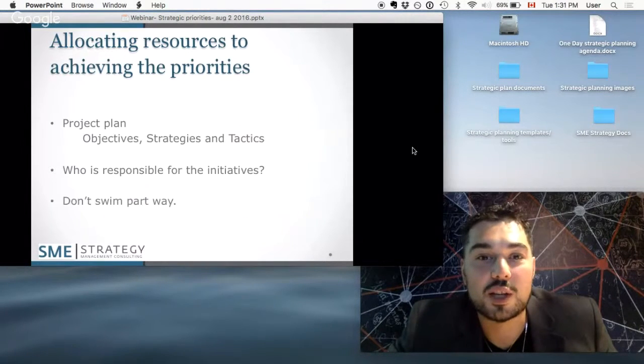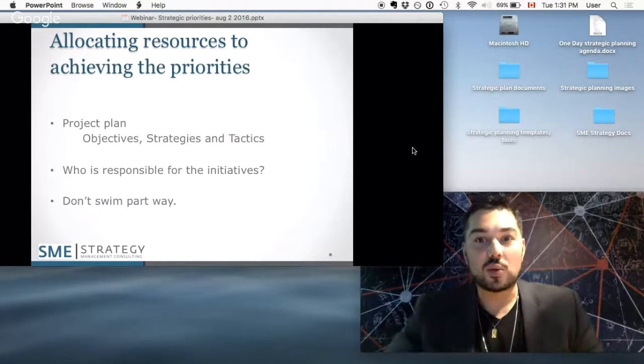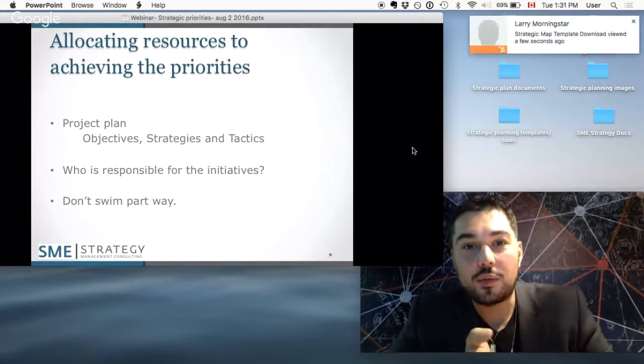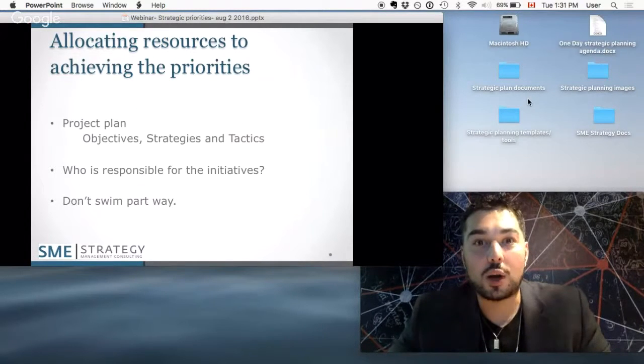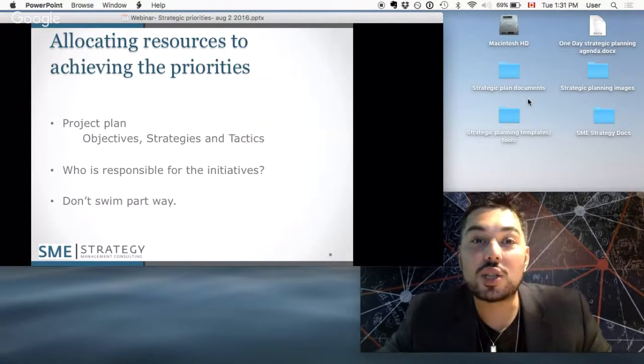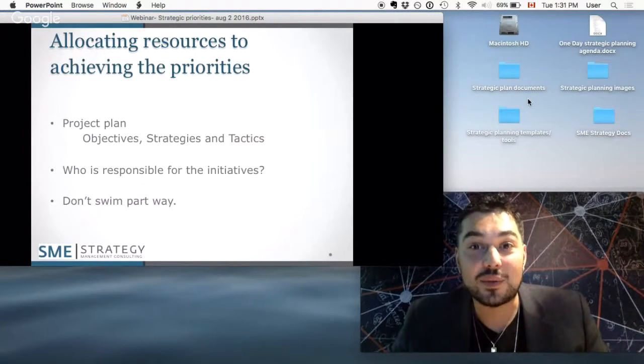Who is responsible for the initiatives? And then don't swim part way when we talk about allocating resources. Once you have your objective, once you have your project plan, and once you know where you want to go and what you need to do, it's important to give enough resources for that plan to be successful.